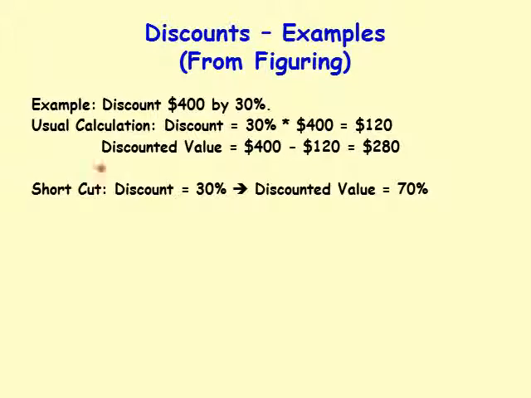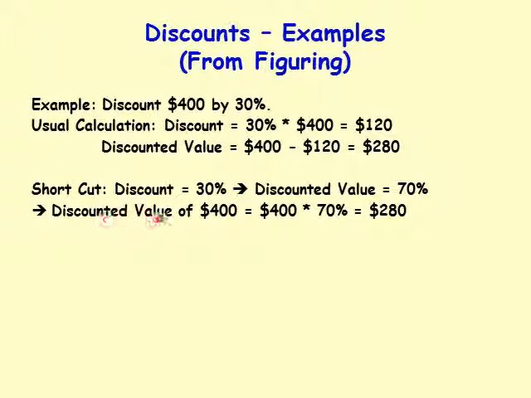Continue. The shortcut calculation: a 30% discount means the discounted value is 70%. 100 minus 30% is 70%. The discount is 30%, and the discounted value is 70%. 30 plus 70 is 100. The discounted value of 400 is 400 times 70%, which is $280. 70% of $400 is $280. Let's continue here.